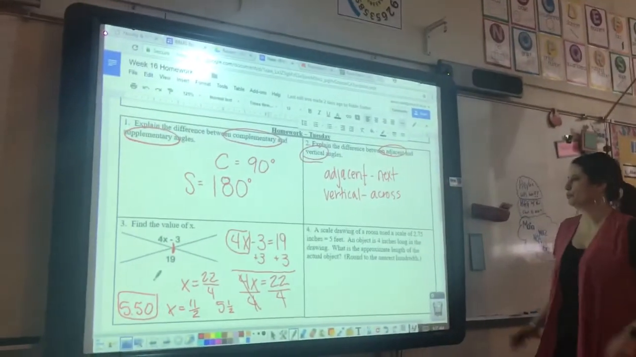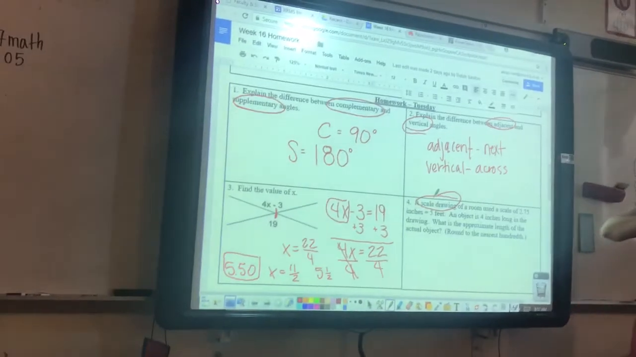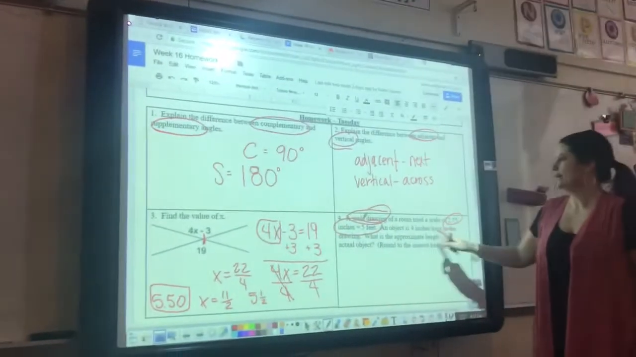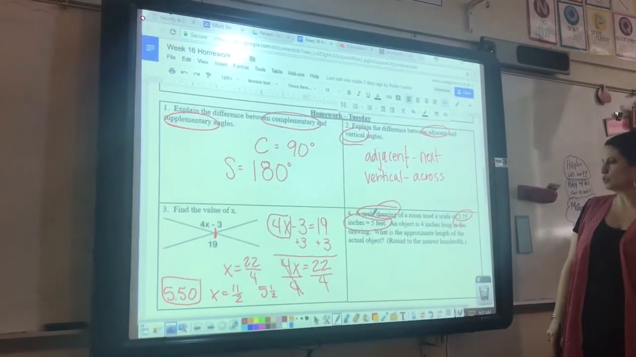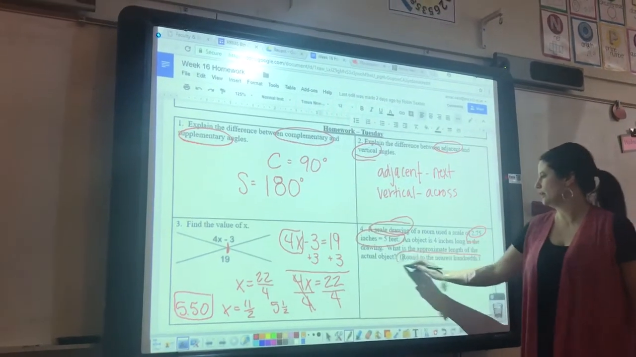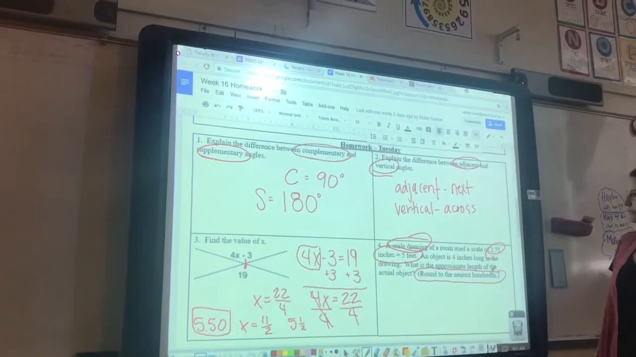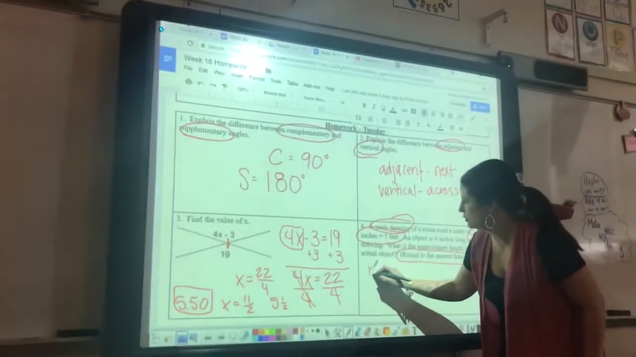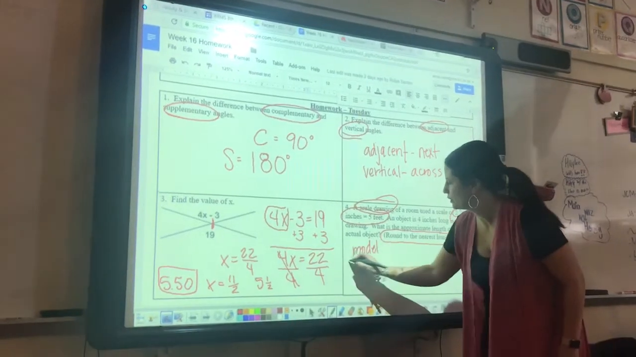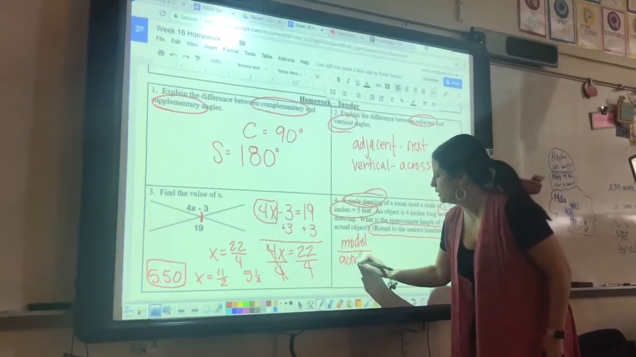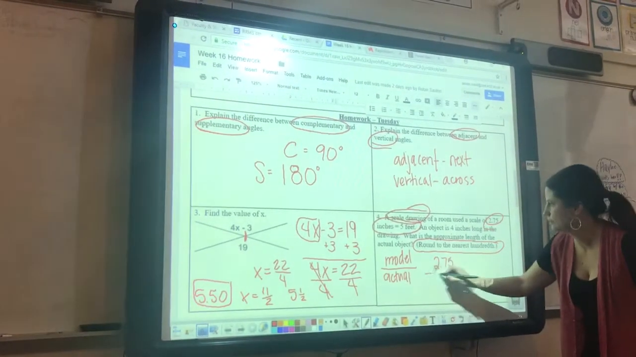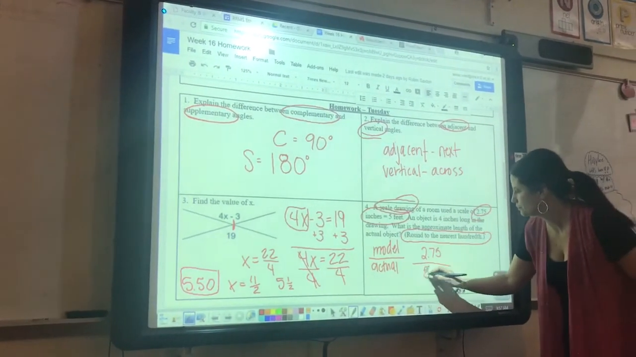A scale drawing of a room uses a scale of 2.75 inches to 5 feet. An object is 4 inches long in the drawing. What is the approximate length of the actual object? Round to the nearest hundredths. We have students always forgetting that part. Now remember, for scale, I always have my model value going to go over my actual value. So in this case, my model is 2.75 inches over 5 feet.